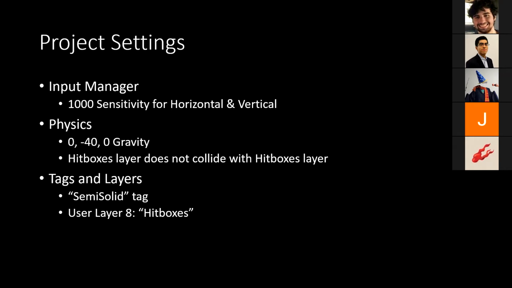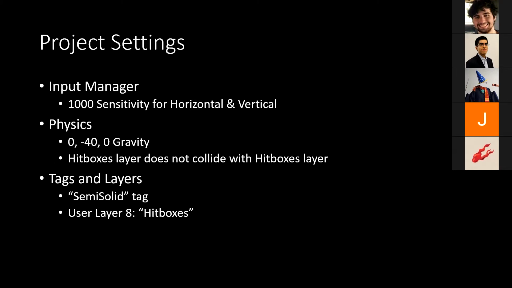Another setting you want to change is in the physics tab. You want to make the gravity 0, -40, 0. The default is -9.81, which is Earth gravity. But if you've been playing around with the scene, you'll notice it's really floaty, which is accurate from a physics standpoint, but not really good for game design. So we're going to crank up the gravity a lot.